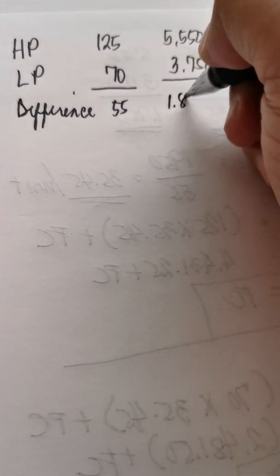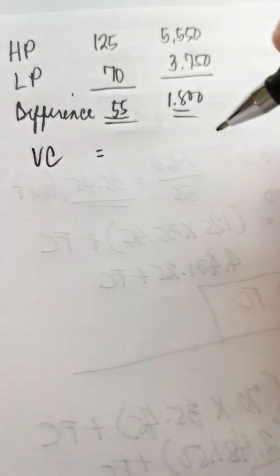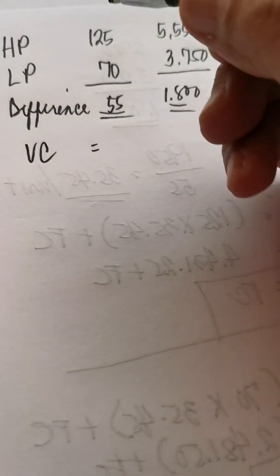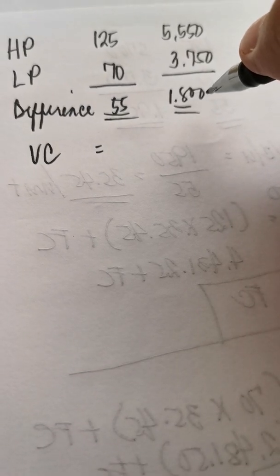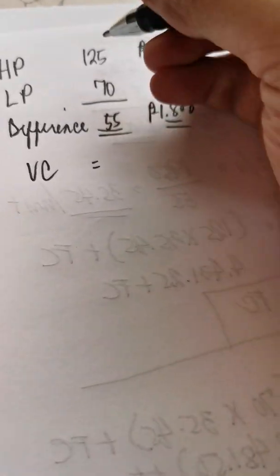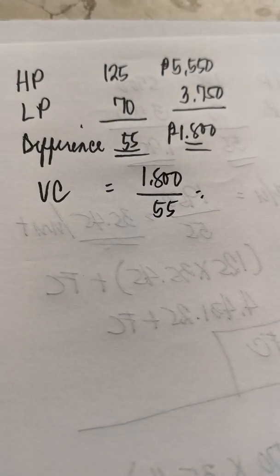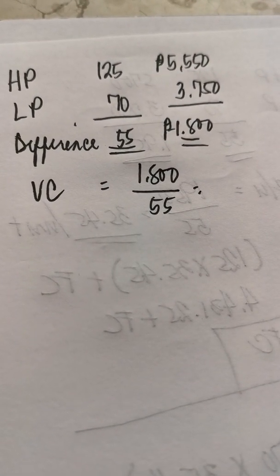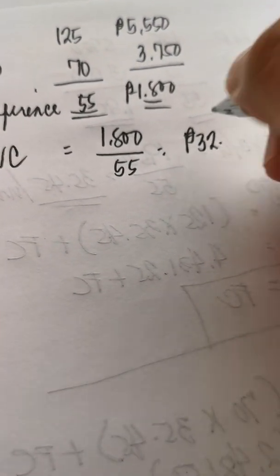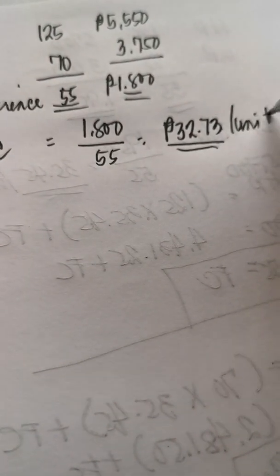That would be 1,800. So the variable cost is the difference in amount divided by the difference in quantity. Remember, this is the peso amount. So that is 1,800 divided by 55, which is 32.73. So this is the variable cost per unit.